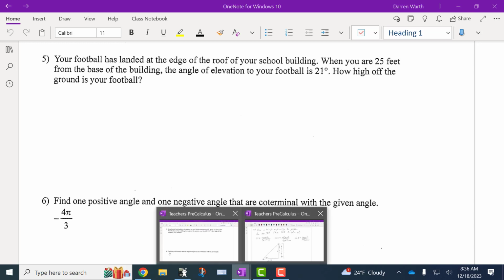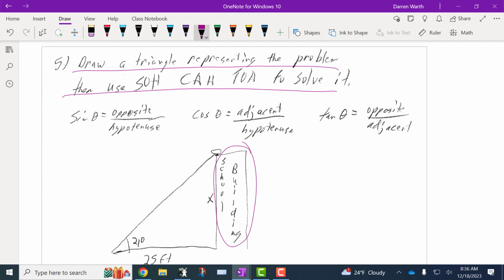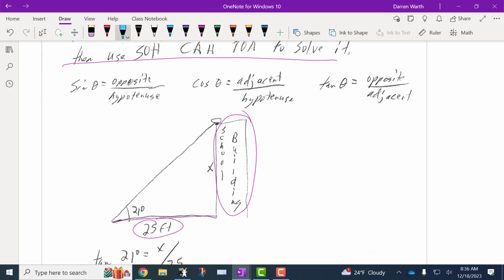So to go to the solution guide here, what you're going to want to do is draw a triangle representing the problem, then use SOHCAHTOA to solve it. So notice that in this case right here, we've got our school building. Just make a rough little sketch right here. And it says that I am 25 feet away from the base of the building. So I go ahead and label this 25 feet right here. Scroll up just a little bit so we can see a little bit better. And then notice also, it says that the angle of elevation to the football is going to be 21 degrees.